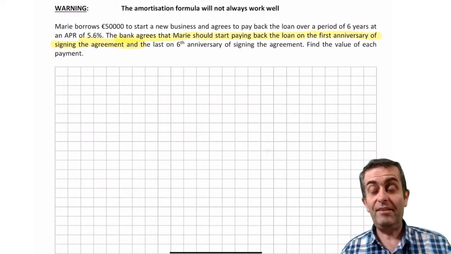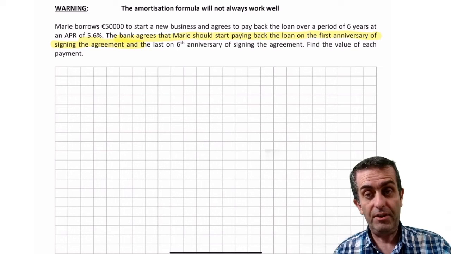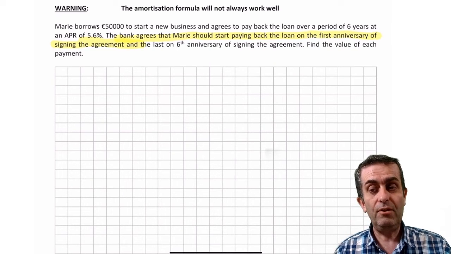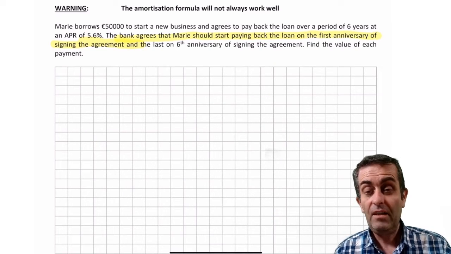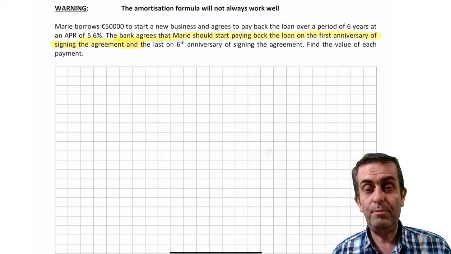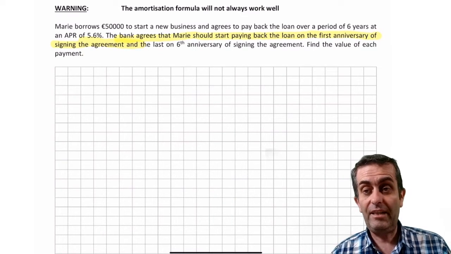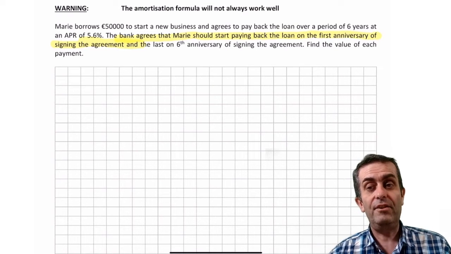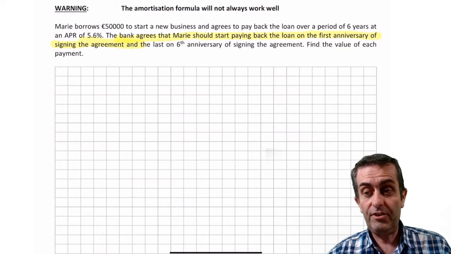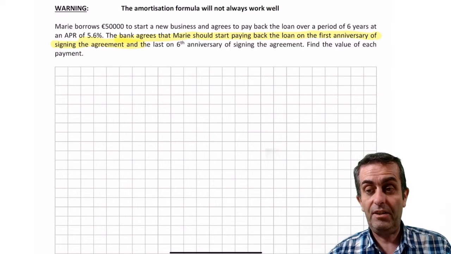So the bank are basically saying to Marie, Marie, we're going to give you that money. We know that at the moment you're setting up a new business, so you don't have any customers. So that means you're not going to have any money coming in. So we're going to give you a 12-month period where you can set up the business, not worry about paying us back. Your first payment is starting a year from today, and then you will start paying off on a monthly basis until you clear your loan on the 6th anniversary.